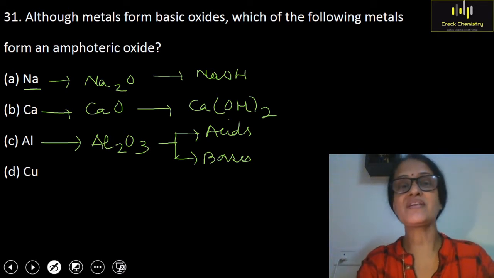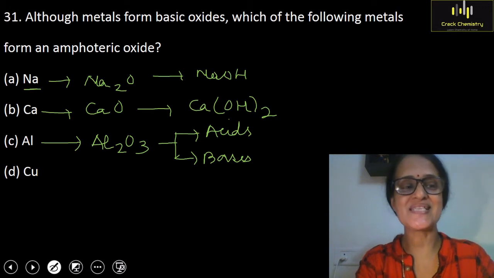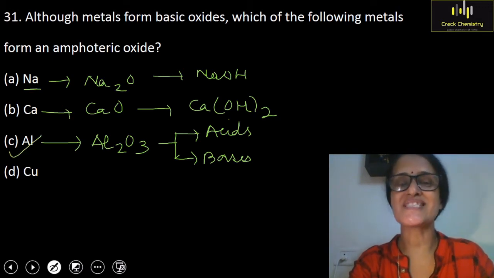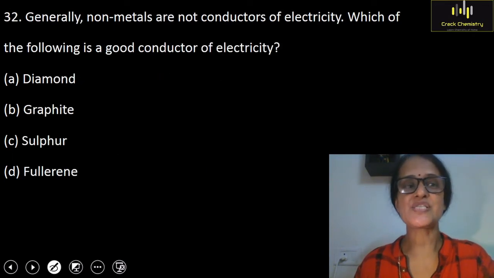And if you look at the last option, which is copper, copper also forms a basic oxide. So our correct option is option C. I hope this question is clear to you. Now look at the next question.